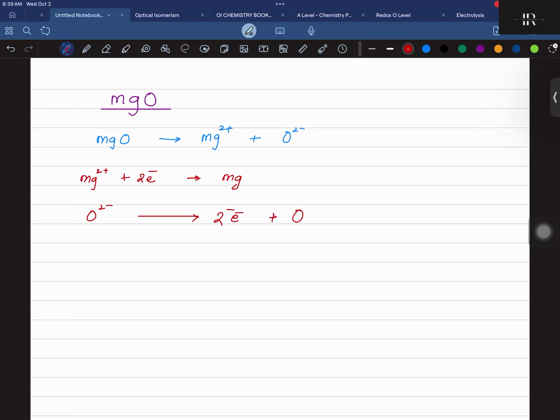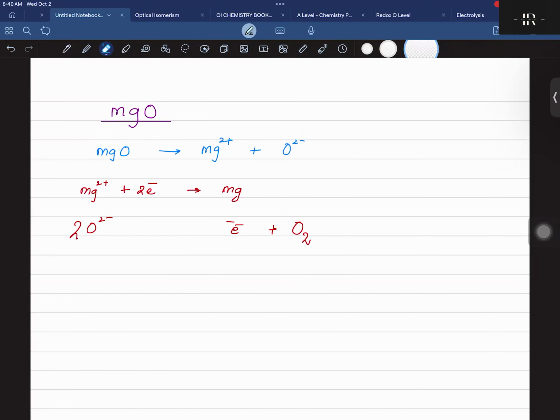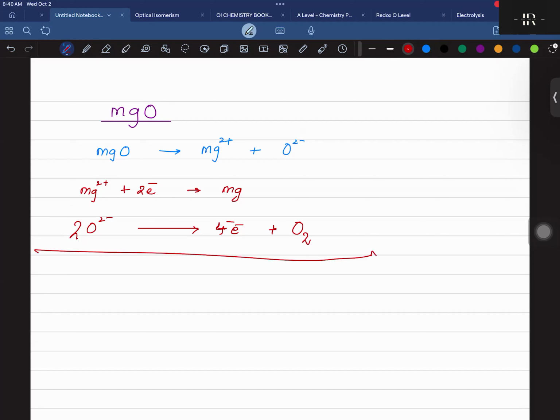O. As you all know that O is also a diatomic gas, then I would be writing 2 over here. To balance this equation, I would be writing 2 over here. So each oxygen was losing 2 electrons. So ultimately, now we have 2 oxygens, so 2 oxygens would be losing 4 electrons. I'm supposed to write 4 over here. And then I would be adding them together.